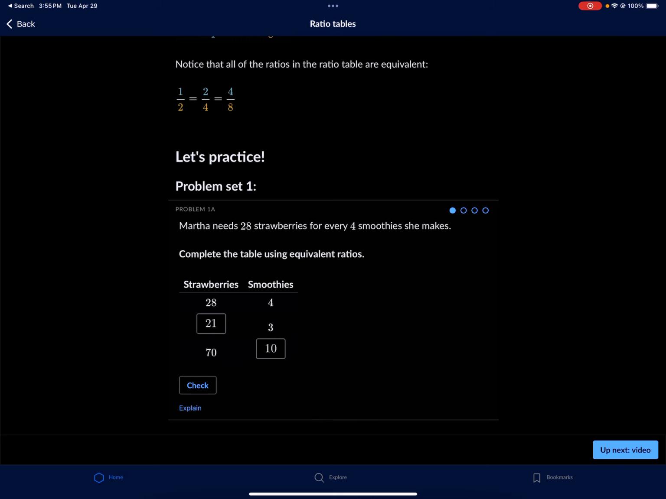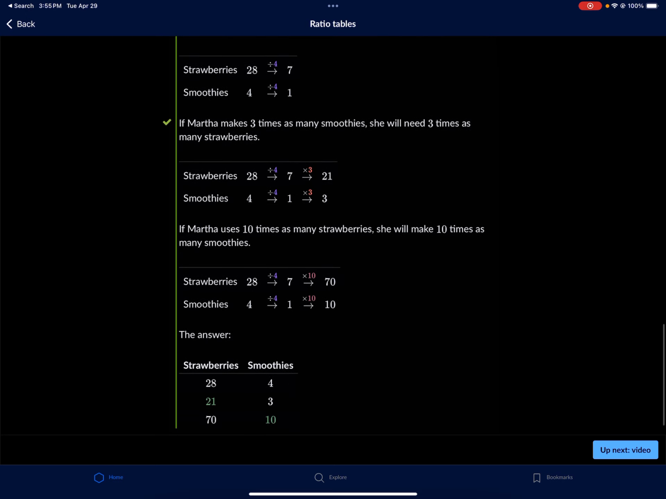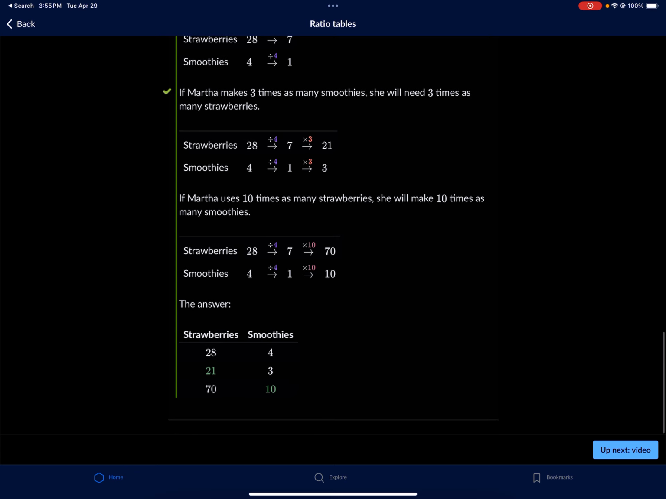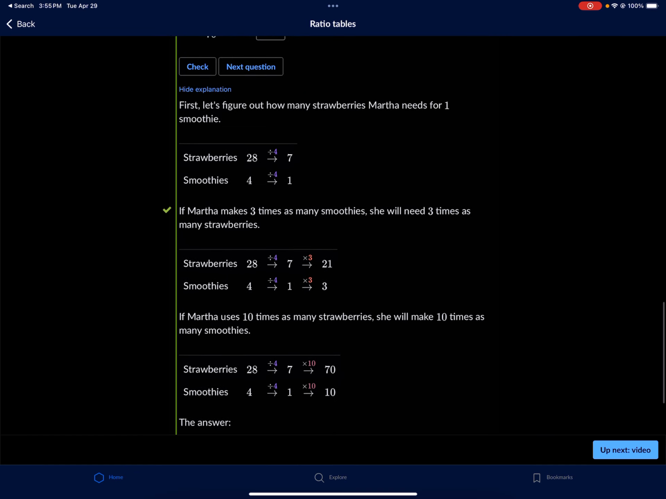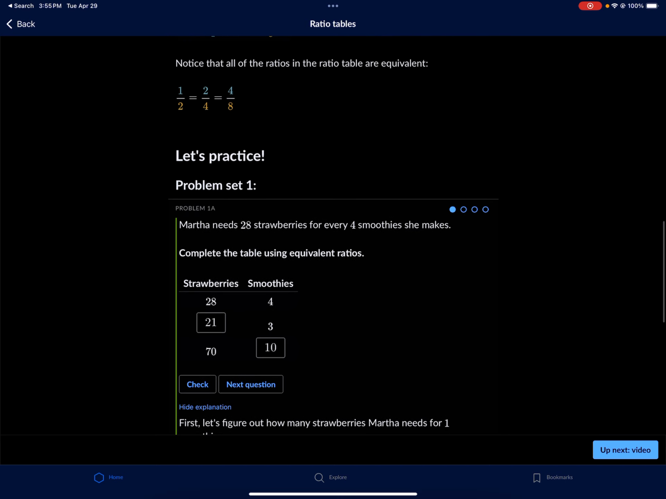So if we check it, and if we explain it, we get 7 here, and then we divide. Or we can multiply, sure. But you can also divide. But if you're better at multiplying, then do what they say.